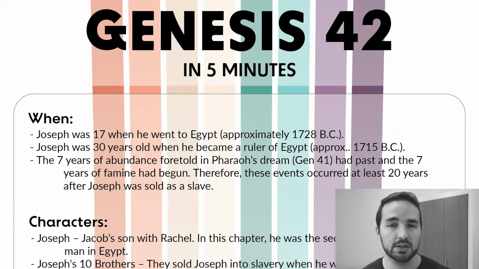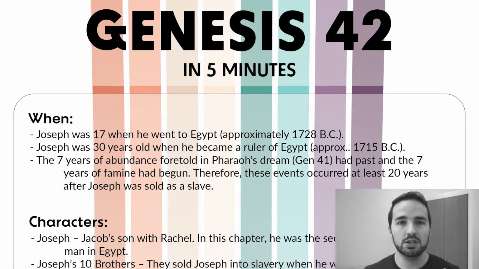And at this point, 7 years of abundant harvest had passed, just like Pharaoh's dream had predicted in Genesis chapter 41. We've now moved into 7 years of famine. So that means this is at least 20 years after Joseph's brothers sold him into slavery in Egypt.